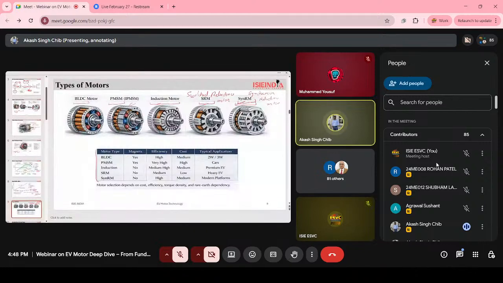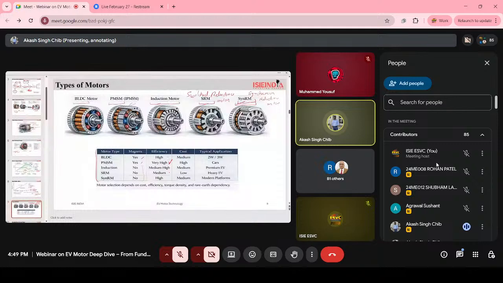Here we have given the types of motors. BLDC motors have magnets, PMSM motors also have magnets, and these 2 motors don't have magnets. If you compare the efficiency of all these motors, in the PMSM motor we are getting a high efficiency. You can see here, in the permanent magnet synchronous motor, we are getting a very high efficiency.